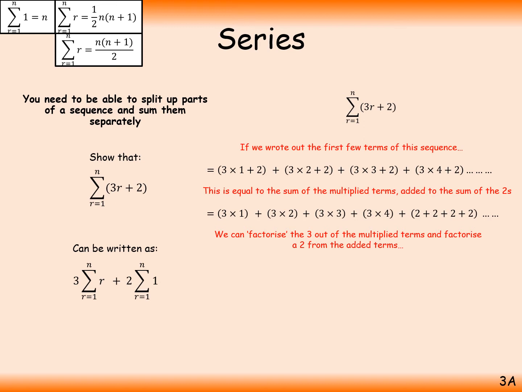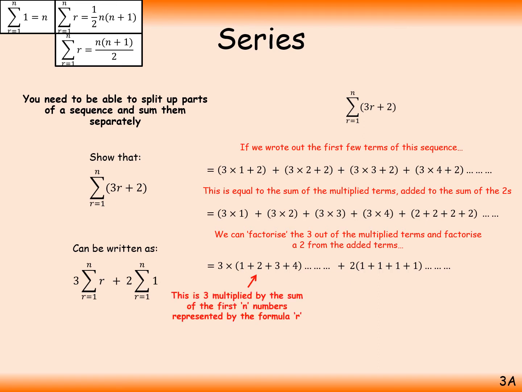And we can factorize 3 out of the multiplied terms and factorize a 2 from the added terms. So this is multiplied by the sum of the first n numbers, represented by the formula r. So in this case it would be the 3 outside. This is 2 multiplied by n ones outside. So we could leave the 2 outside like this.